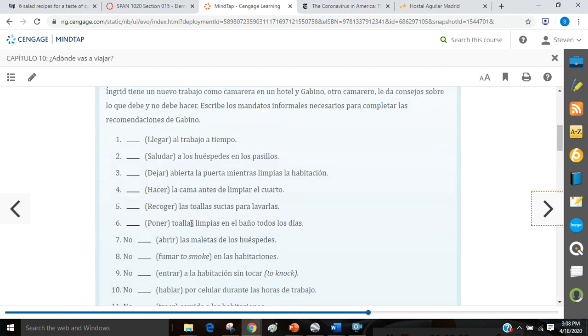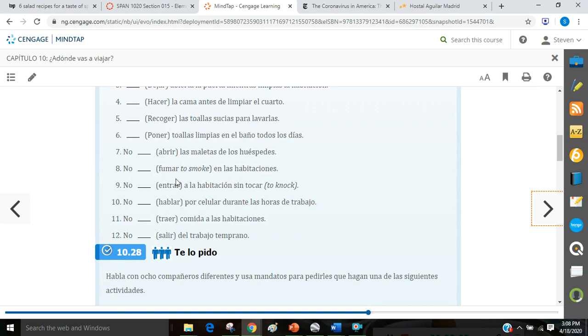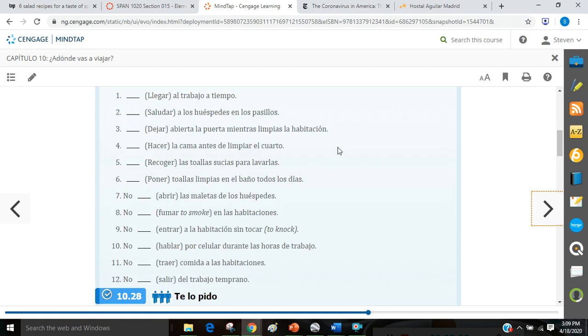So remember, for the affirmative tú commands, we're simply looking for usted in the present tense. So this would be llega al trabajo a tiempo. So in this context, arrive at work on time. Now remember, for the negative tú commands, we're going to go through the same steps as we use to form formal commands, the usted command, that is to say, and then we're going to add s to that. Entonces, la forma yo, tiempo presente de abrir es abro. Se quita la o, se pone la a más s. No abras las maletas de los huéspedes. Don't open the suitcases of the guests. Buen consejo. Okay, you can pause here, complete this activity on your worksheet, and continue when you're ready.